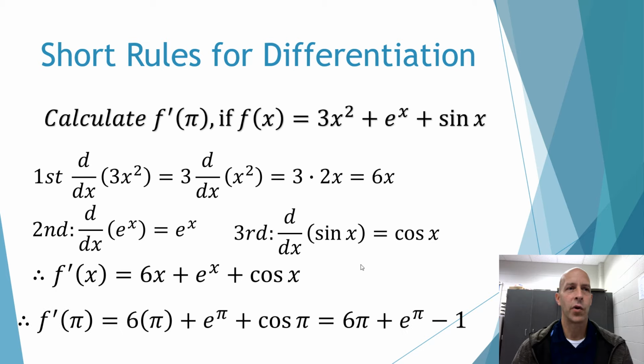And finally, the value of the derivative at pi, when we substitute pi in here, we're going to do 6 times pi plus e to the pi plus cosine pi. Of course, cosine pi is -1, so the derivative here is 6 pi plus e to the pi minus 1.